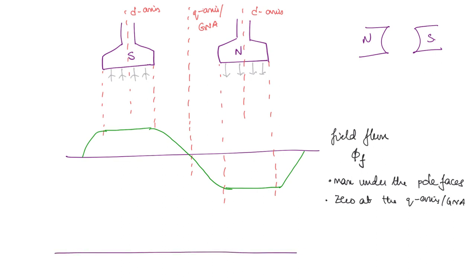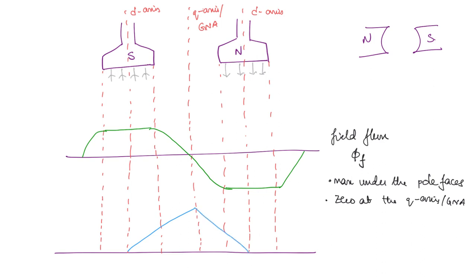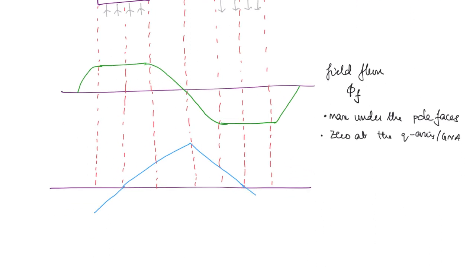Next, if you talk about the armature flux, it is going to be 0 at the direct axis. This is because the flux due to individual conductors will cancel out. From here it will go on increasing, and at the quadrature axis it will become the maximum. So here we are talking about the armature MMF, not about the flux, because flux is going to be slightly different. We will see why.